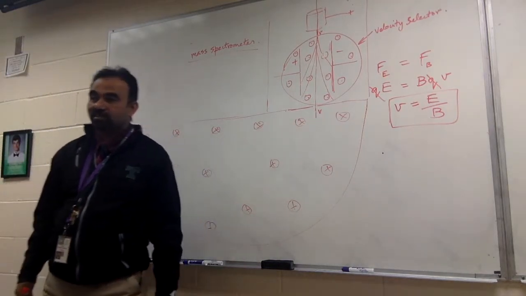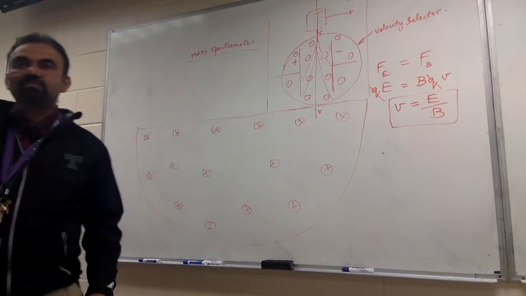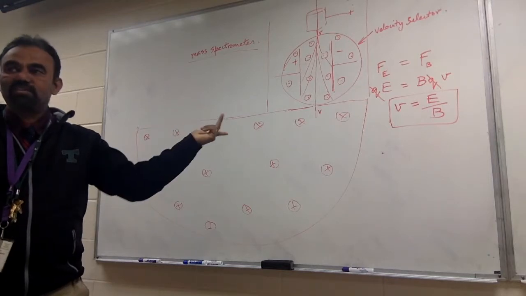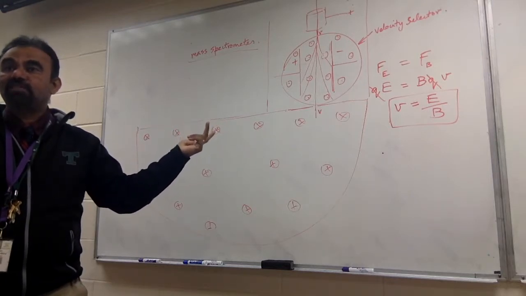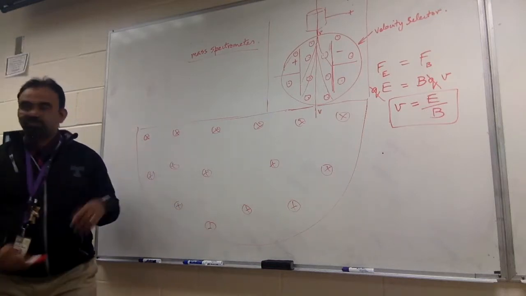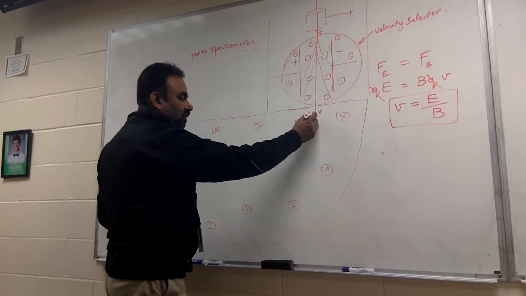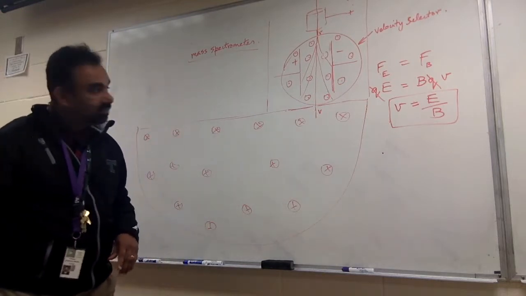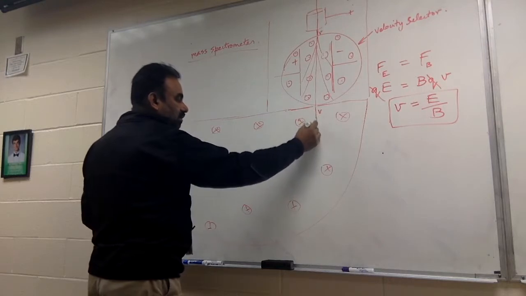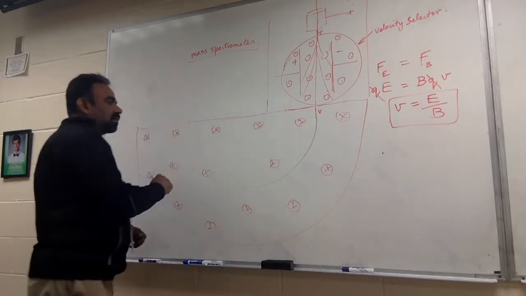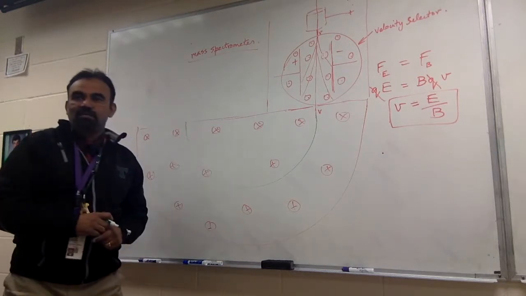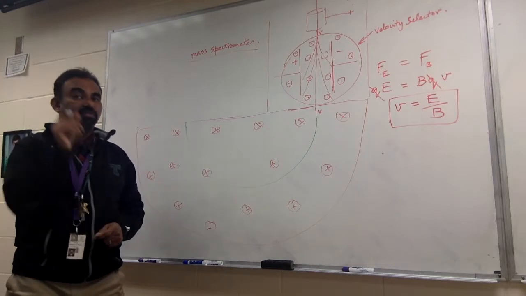So what will happen to these charged particles as they enter here? Which way are they going to get deflected? They are negatively charged particles. So current is that way, magnetic field is this way. So which way are they going to get deflected? To the left? They're going to get deflected to the left, and not only deflected, they'll go through a circular path of a specific radius.